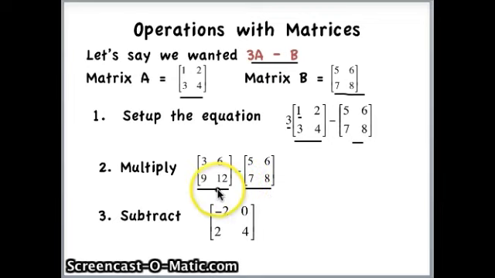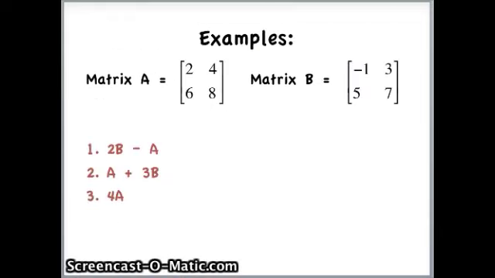Notice how these two matrices are 2 by 2s, and the resulting matrix is a 2 by 2. The same rules from the last unit apply. If these matrices did not have the same dimensions, then we could not perform the subtraction. Okay, I'd like you to pause here and try these scalar multiplications using matrix A and matrix B.